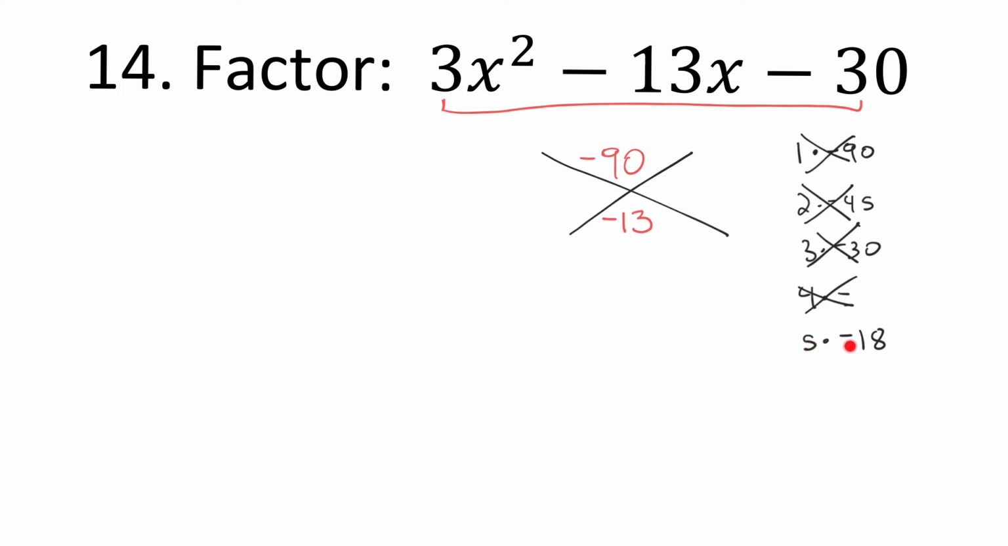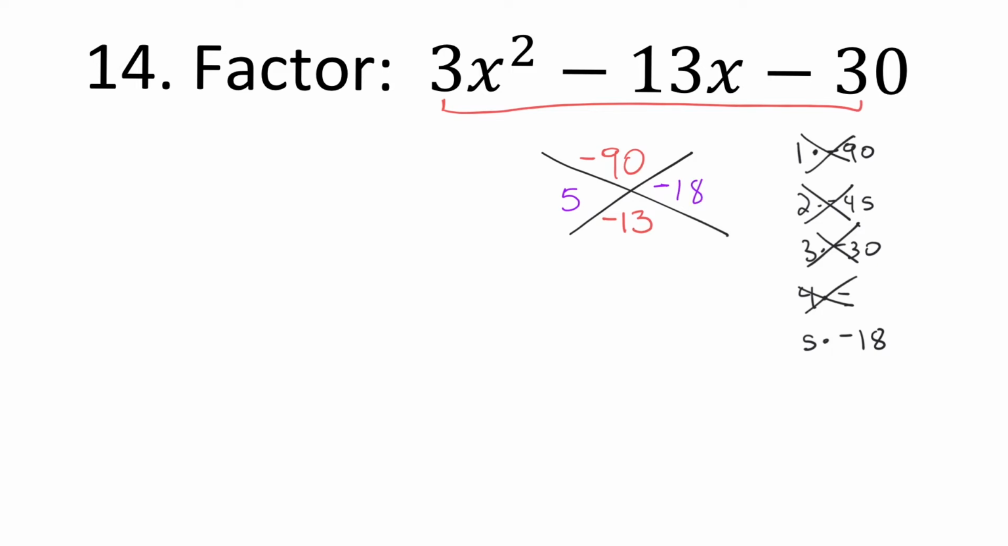And 5 minus 18 will be negative 13. So notice that I just went down the list, I made some factors, and I just found the ones that work. If the first time doesn't work, don't give up. Try again and again and again. So the factors that work here are the positive 5 and the negative 18.